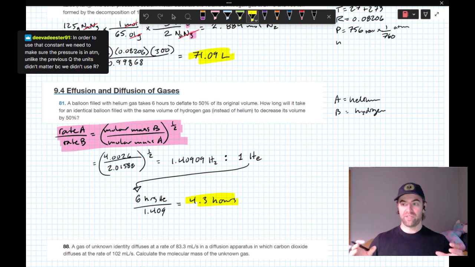If you were on a multiple choice test and you were given some random quantities, you could intuit, for example, that hydrogen gas has a lower mass, it's a little bit smaller, but it's also diatomic.